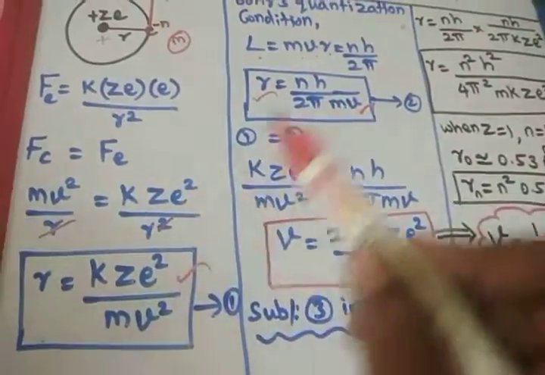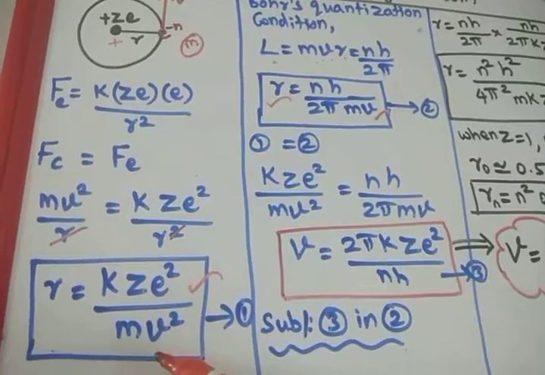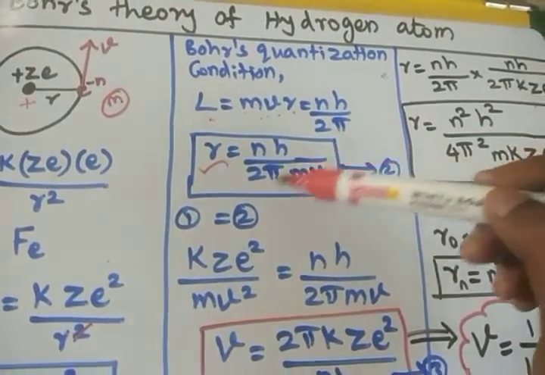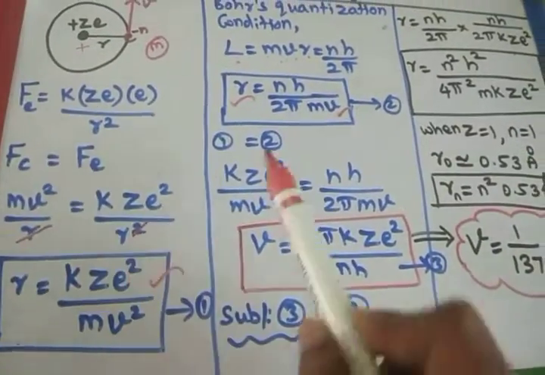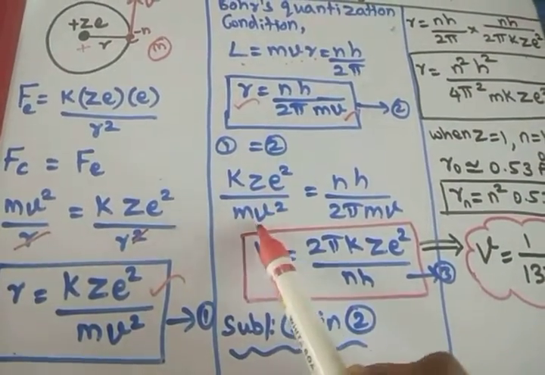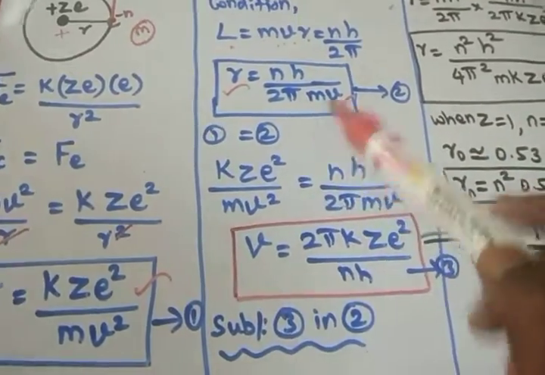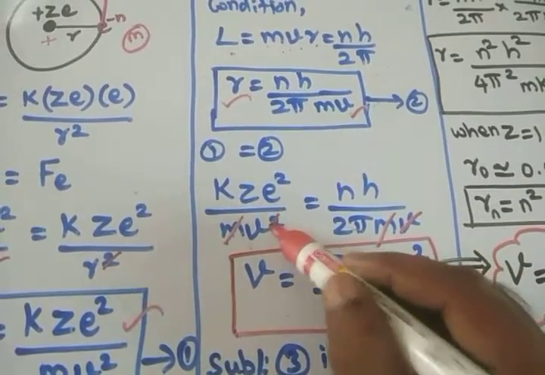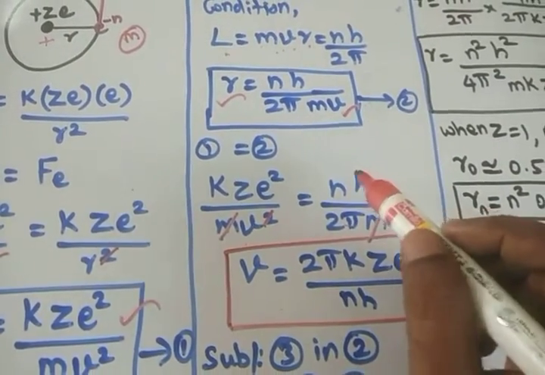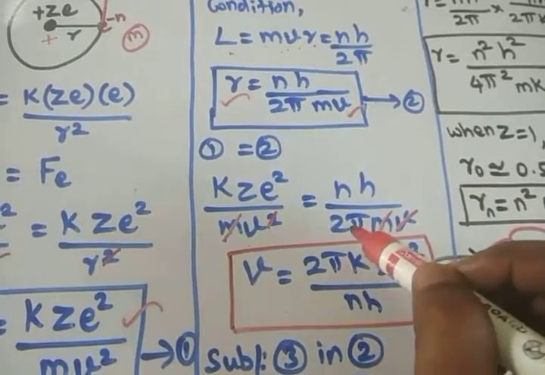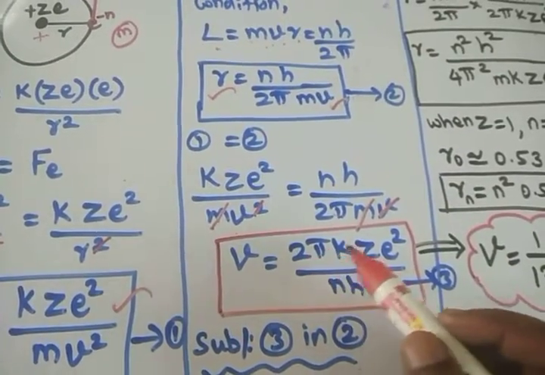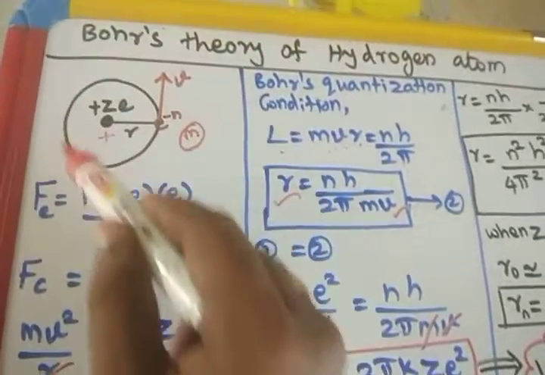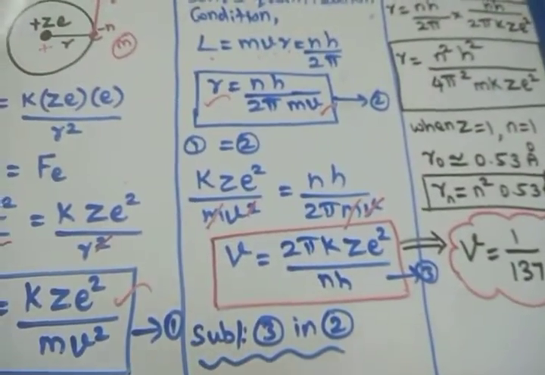So both radii are equal, but one is from the concept of centripetal force and Coulomb force, and the other is by using Bohr's quantization condition. Equating these two, kZe squared by mv squared equals nh by 2 pi mv. The m gets cancelled, and one v gets cancelled. Bringing this v here, with nh in the denominator and 2 pi in the numerator, v is equal to 2 pi kZe squared by nh. This is the velocity of the electron revolving around the nucleus in any orbit.